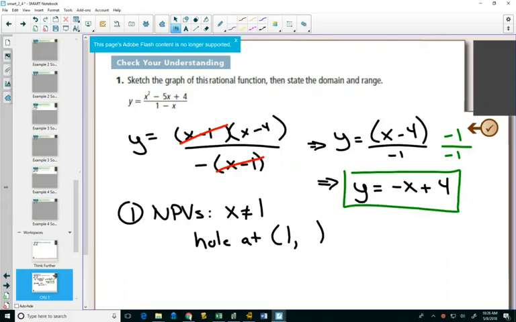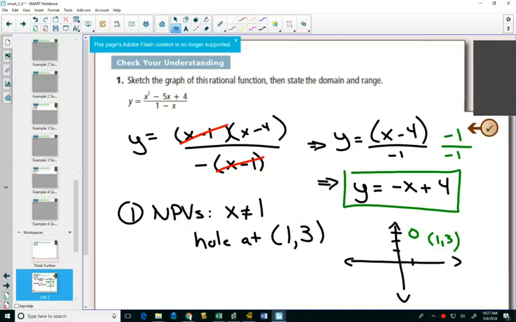We also can now figure out where our hole is going to be. How do I know that the coordinates of my hole are at 1, 3? Well, once you've simplified it, you can plug in that non-permissible value into your equation. And whatever that would be, which is 1, 3, is the equation of your hole. Or not equation, but the coordinates of your hole. So we can draw our hole at 1, 3.